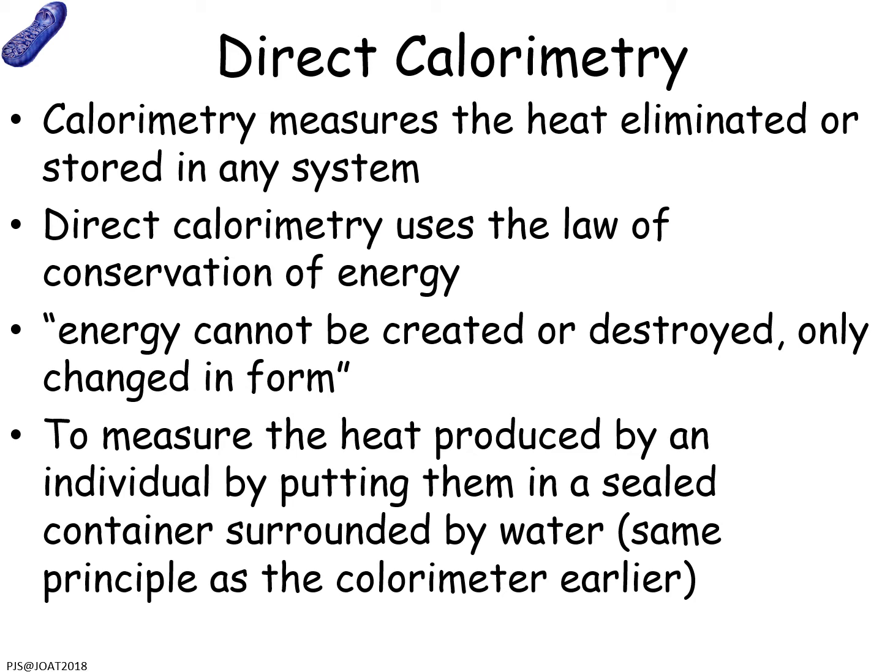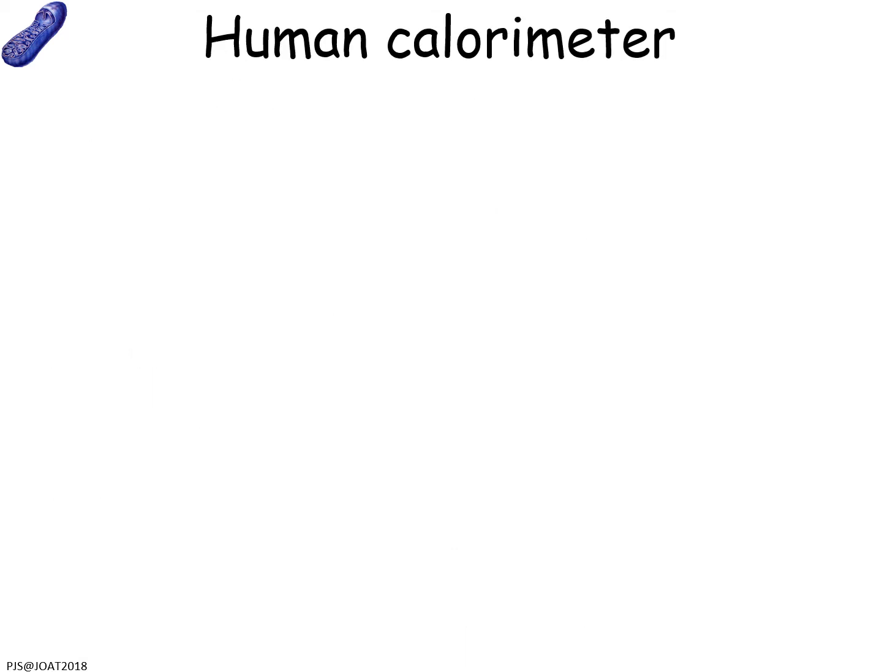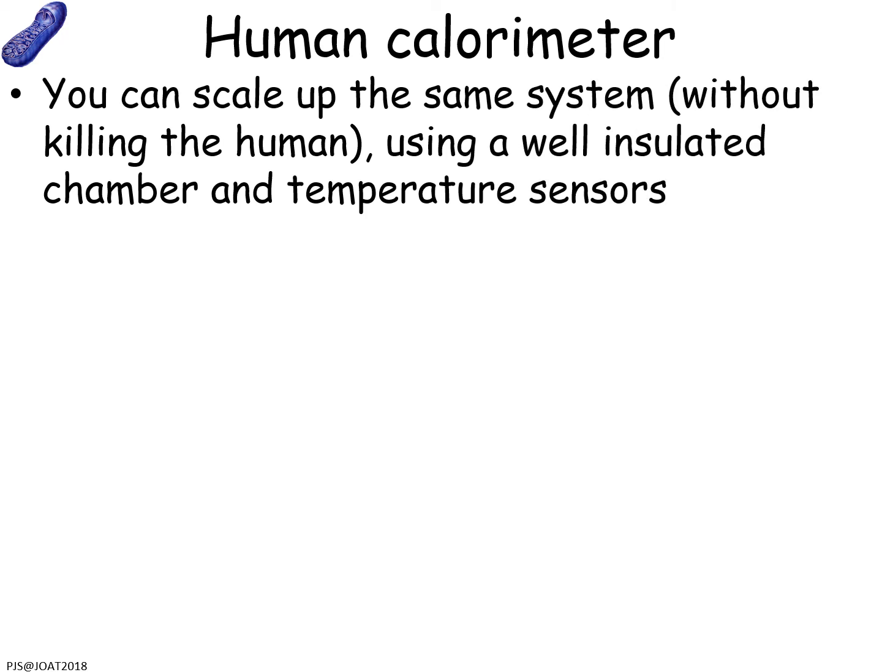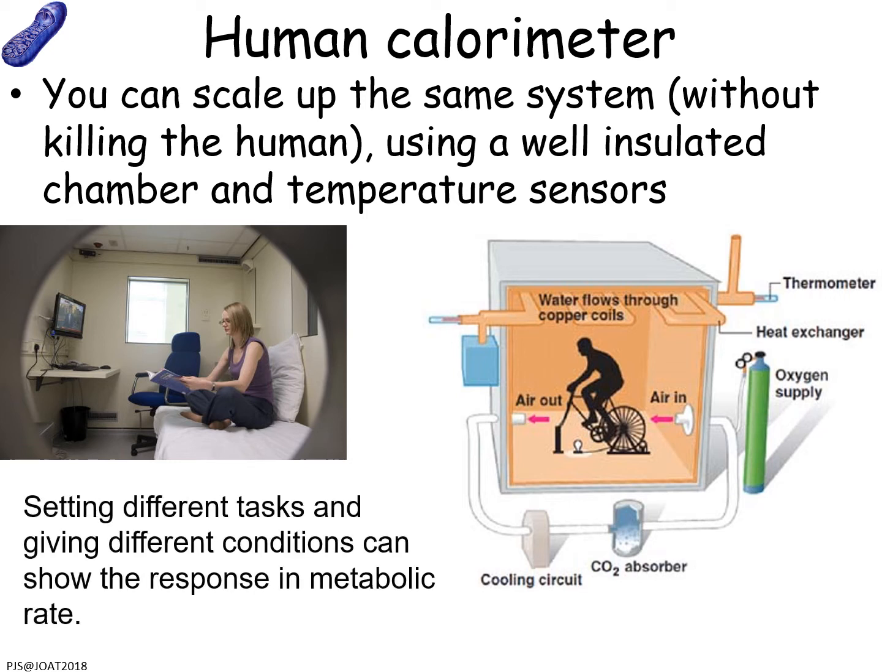So we could put a human or any individual into a sealed container surrounded by water. That would not work out well for the human. Okay, so we have to use a slightly different system. So a human calorimeter is basically bigger. You use a container which is big enough for them to be in, like a little room, and inside that room you have incredibly well insulated walls, and then the water is connected inside with pipes, and the pipes are all hooked up with thermometers, and that's basically it. You can set different tasks, you can give different conditions, and you can look for the response in metabolic rate.